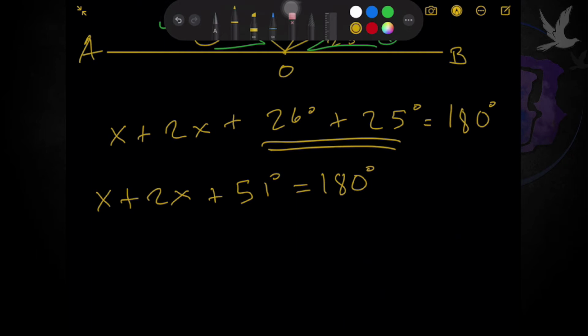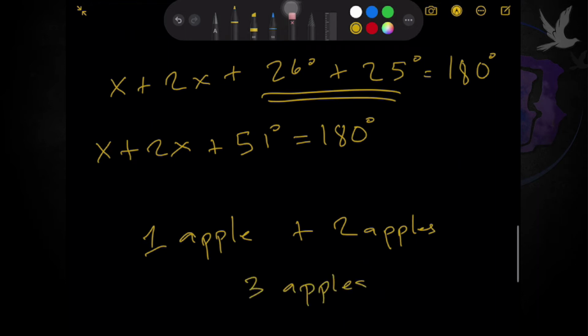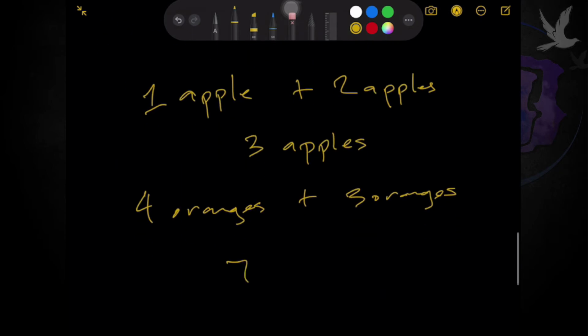Okay. Then again, if you notice that we have now an x and a 2x, you can also put them together. Just like, for example, if you have 1 apple plus 2 apples, you'll have an equivalent of 3 apples. If you have 4 oranges plus 3 oranges, you'll have an equivalent of 7 oranges. Okay. So just the same logic there.